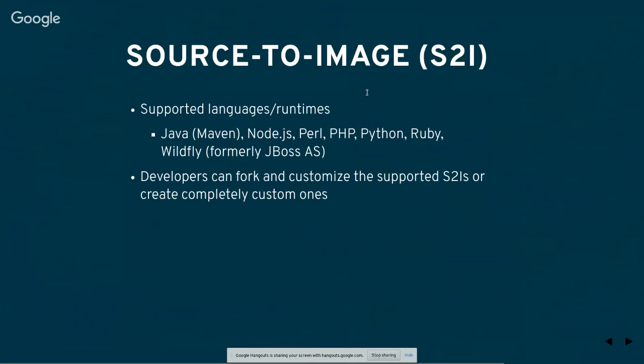These are the S2I images that we support upstream. So these are the kind of languages and runtimes that we have S2I images for. And you can import those as a template and adapt them to your own needs, or just use them as is.